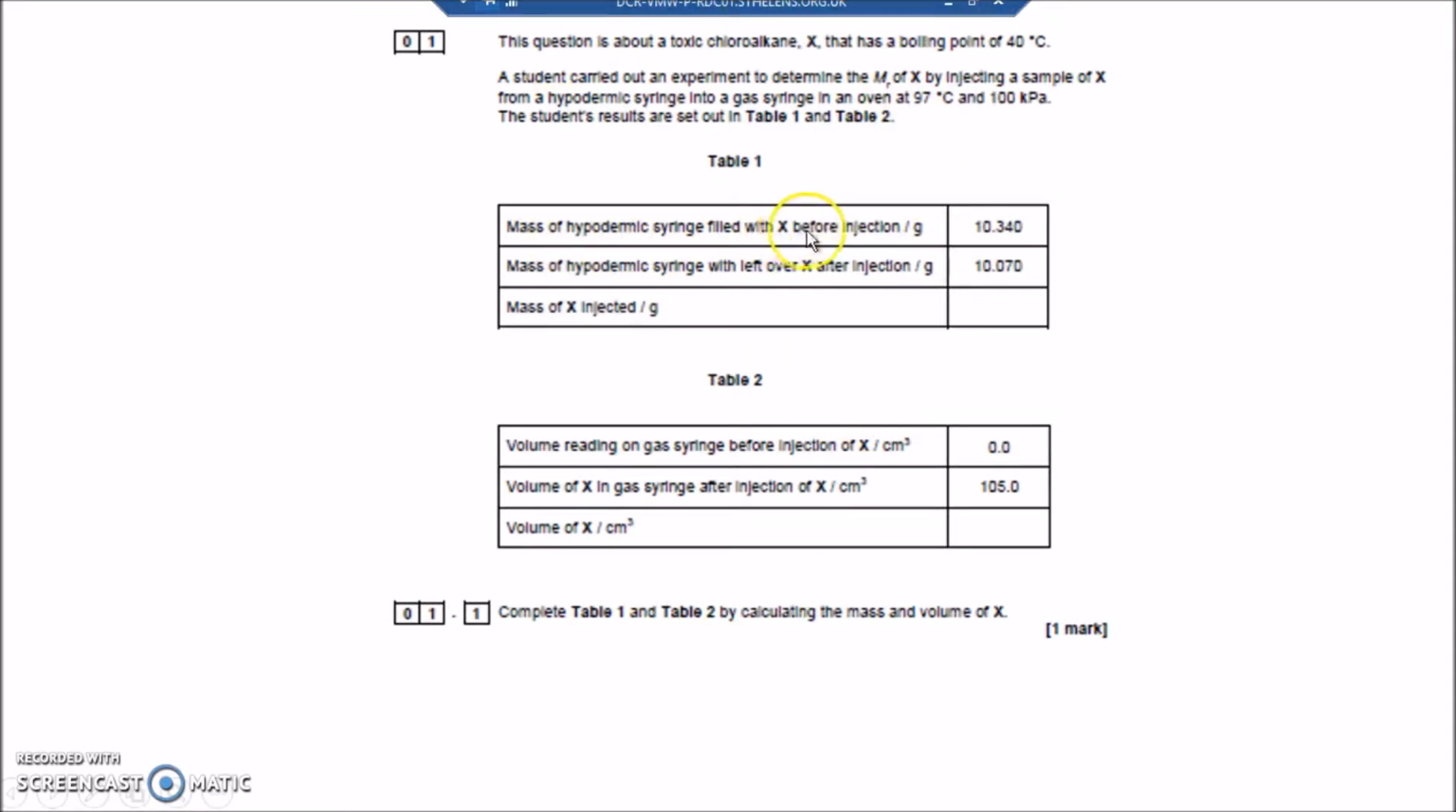So the mass of the hypodermic syringe before injection, after injection, subtract the two, you'll work out the mass of X injected, 0.270. Volume on the syringe before injection, volume of X in the gas syringe after injection goes up to 105, so the volume of X is 105.